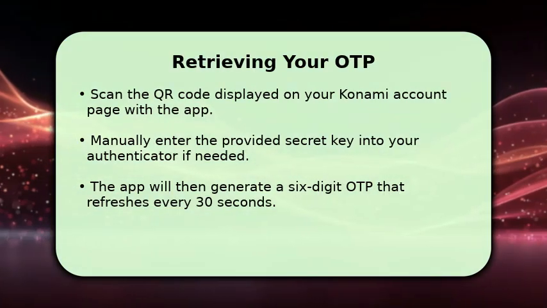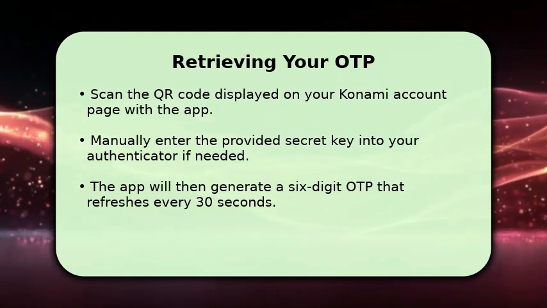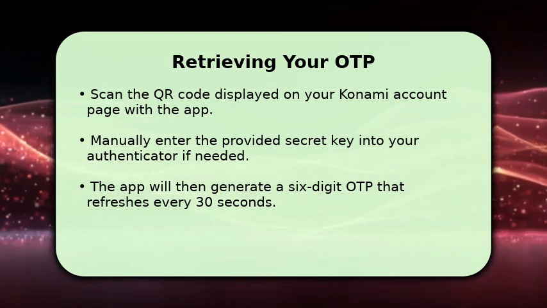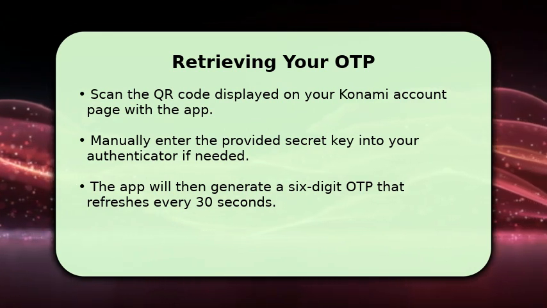Once you're in the security settings, Konami will display a QR code. Open your Authenticator app and use its scan function to capture this code. If scanning isn't possible, you can manually enter the secret key provided on the Konami page into your app.